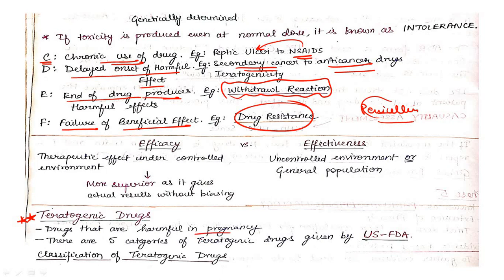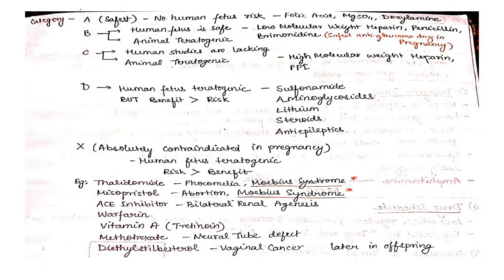Now coming to the teratogenic drugs. Drugs that are harmful in pregnancy are known as teratogenic. There are 5 categories. What is the classification? See, the first is A, safest, no human fetus risk. B, human fetus is safe, but animals become teratogenic after getting that drug. Example, low molecular weight heparin, penicillin, like these drugs. And no human fetus risk: folic acid, MgSO4, doxylamine.